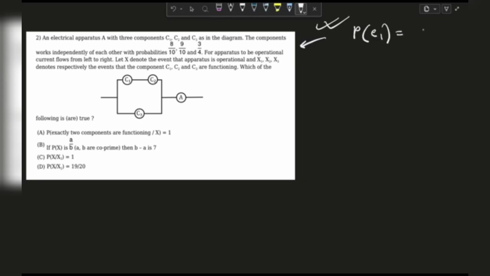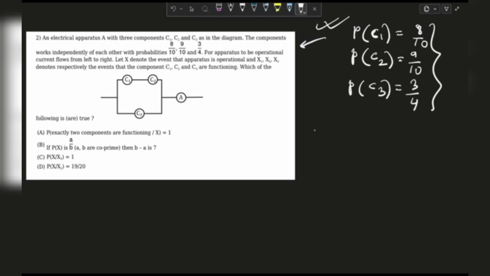Probability of C1 is 8 by 10. As you can see, C1, C2, C3 are the events that they are functioning. Probability of C2 is 9 by 10. Probability of C3 is 3 by 4.